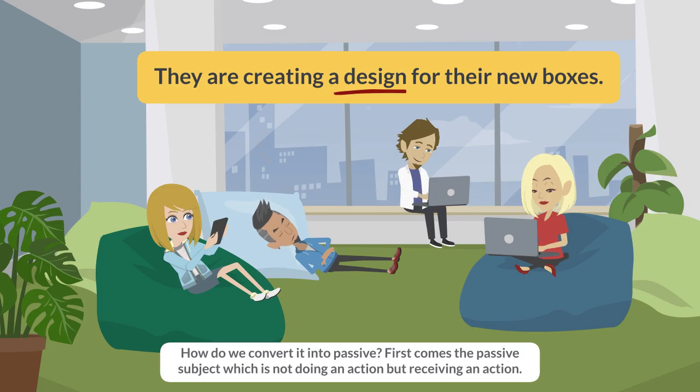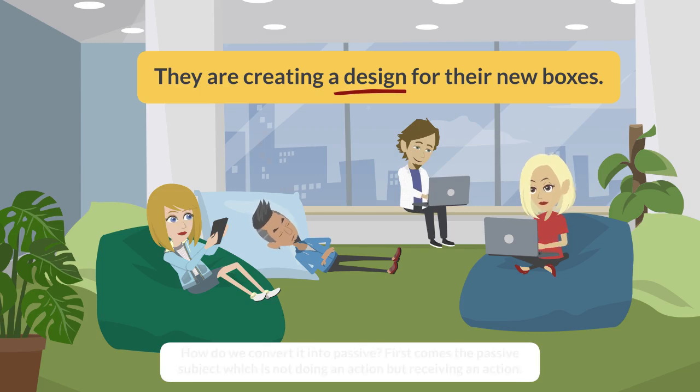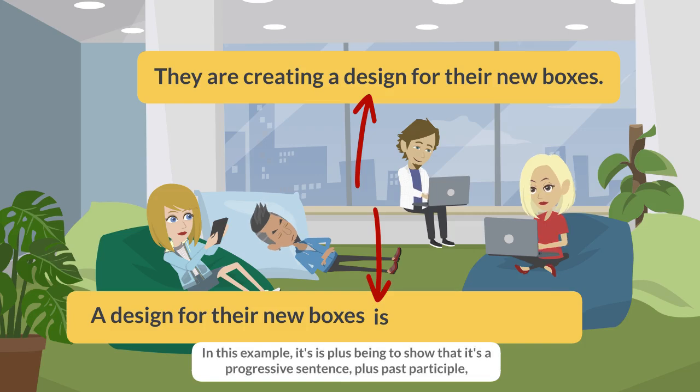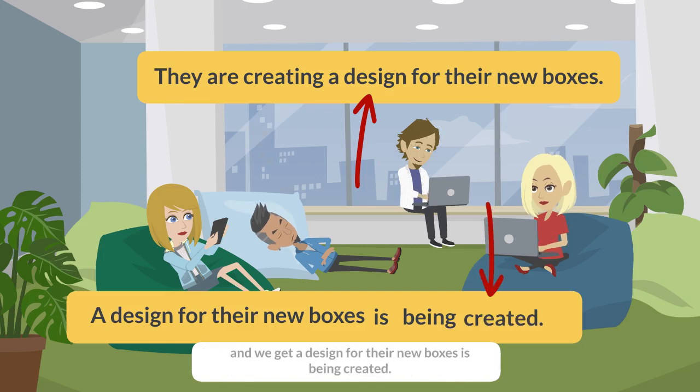First comes the passive subject, which is not doing an action, but receiving an action. In this example, it's design. Then we put be in the correct present form. In this example, it's is, plus being to show that it's a progressive sentence, plus past participle. And we get: a design for their new boxes is being created. This is what the passive present progressive looks like.